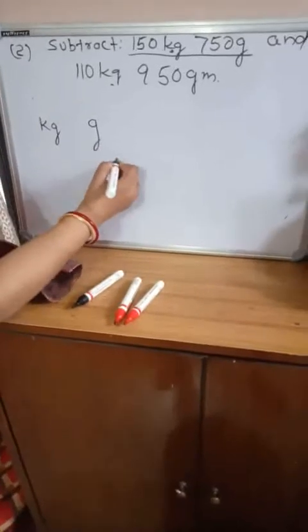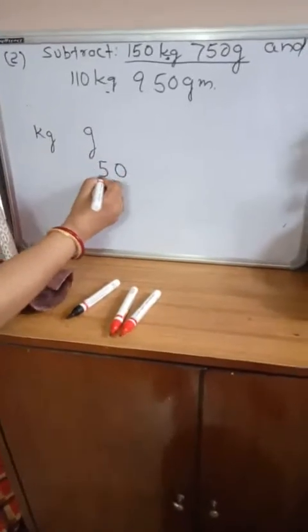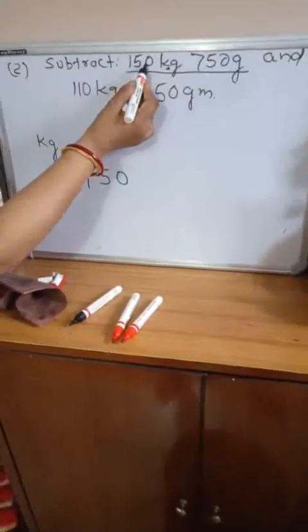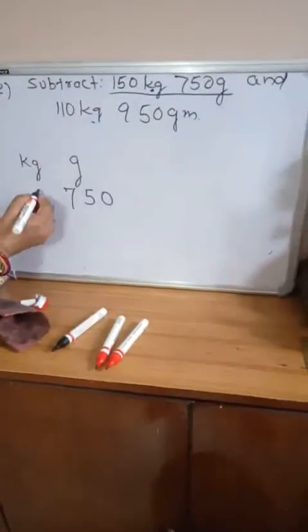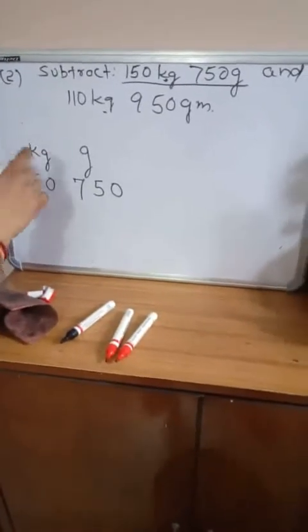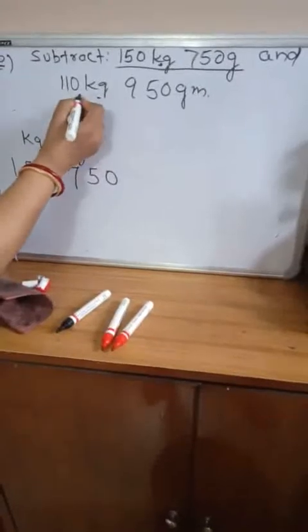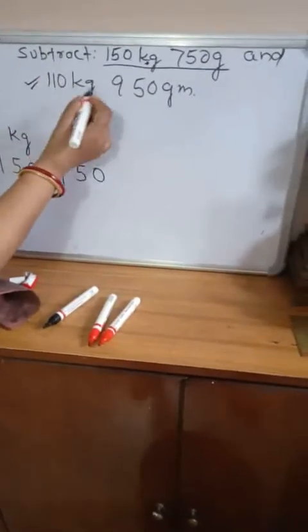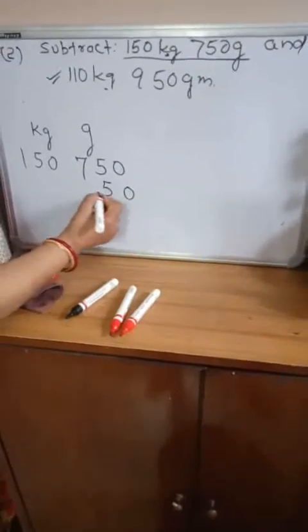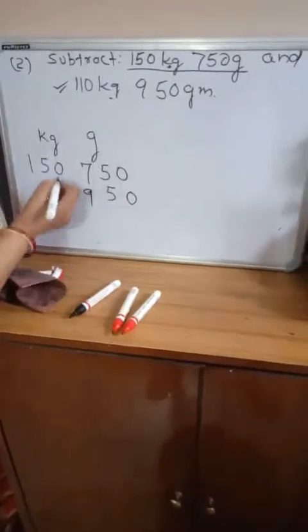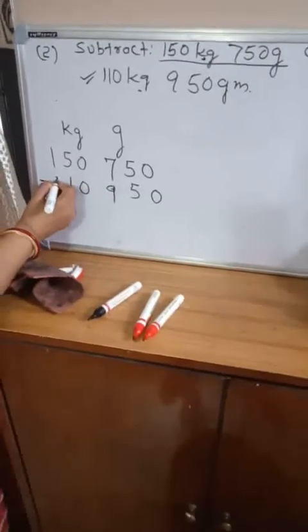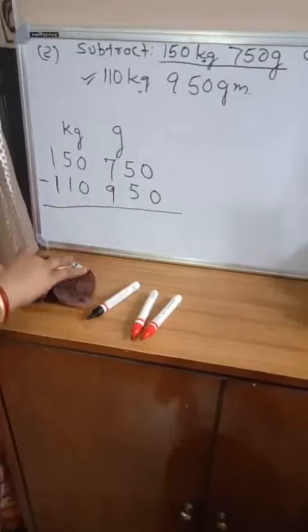So firstly write down 750, 0, 5, 7. You have to write from right to left, each digit. Now 150, so 0, 5, 1, in the kilogram section. Now come to next. This is 110 kilogram and 950 gram. So 0, 5, 9 in the gram section. Now 110, 0, 1, 1. Now we put the subtraction sign and then we start the subtraction.